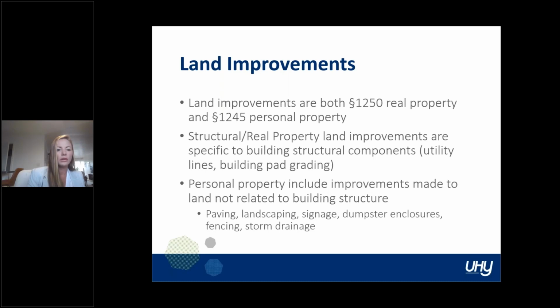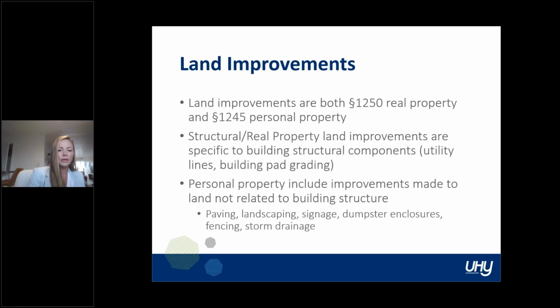They're considered to be structural in nature and related to the building structure itself, so they are going to be classified as 1250 real property. That includes certain utility lines like your main water, main electrical, and gas lines, and the grading associated with putting those utility lines in. Also, building pad grading, meaning grading done to the dirt to put that building pad in place, is considered necessary for the building structure. So just those few items would be considered real property.